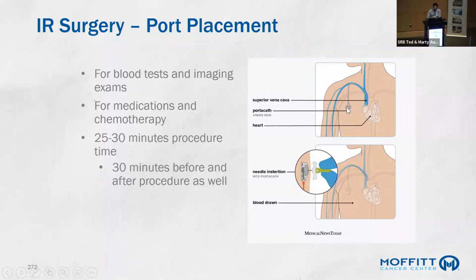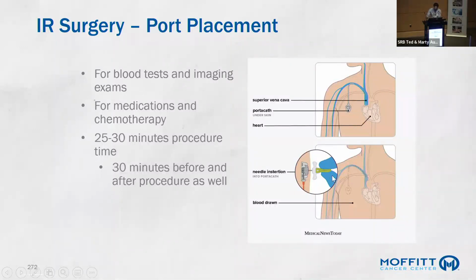We make a little tiny incision to put the port in underneath the skin right here, and we tunnel it up over your collarbone, and we tunnel a catheter down into the blood vessel. And it sits there all underneath the skin because the skin is actually the best protectant against infection. So if you bury everything underneath the skin, it's the best opportunity to have something protected against getting infected. The whole procedure, again, takes 25 to 30 minutes, and then we do 30 minutes of before and after.